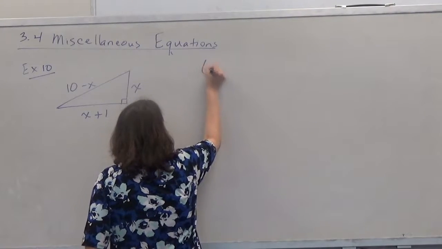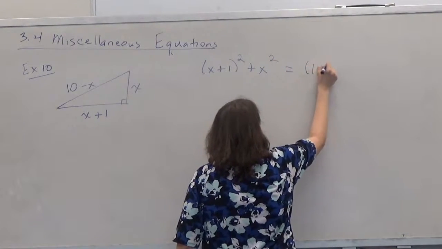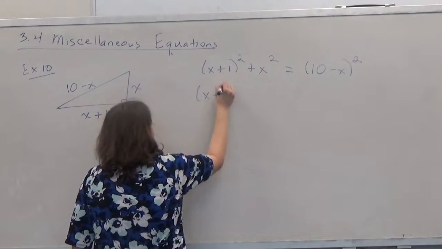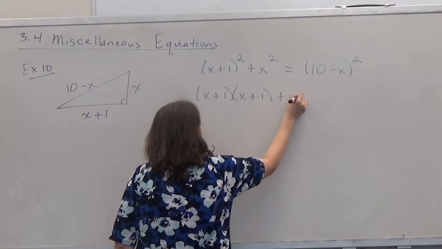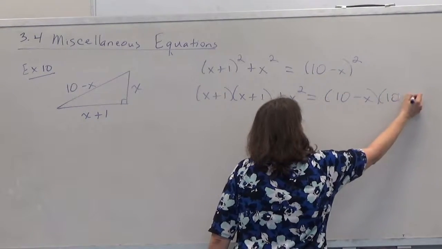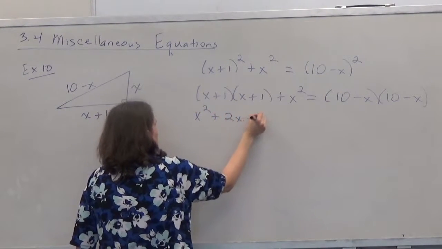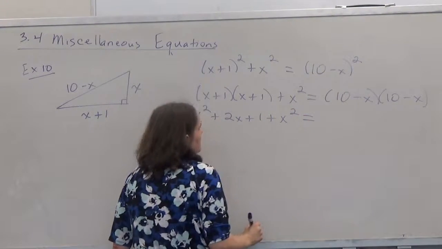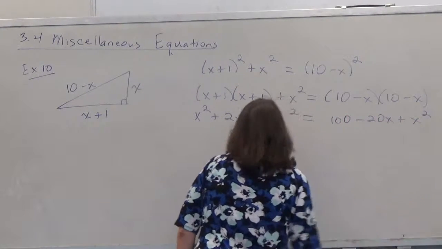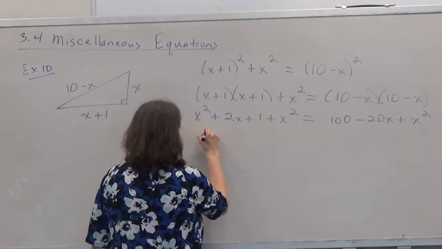So I need to do X plus 1 quantity squared plus X squared equals my hypotenuse squared. These need to be FOILed out, so I've got X plus 1 times X plus 1 plus X squared equals 10 minus X times 10 minus X. So I'm going to FOIL, that's X squared plus 2X plus 1. And then over here I've got 100 minus 20X plus X squared. On the left I can combine like terms. X squared plus X squared gives me 2X squared.